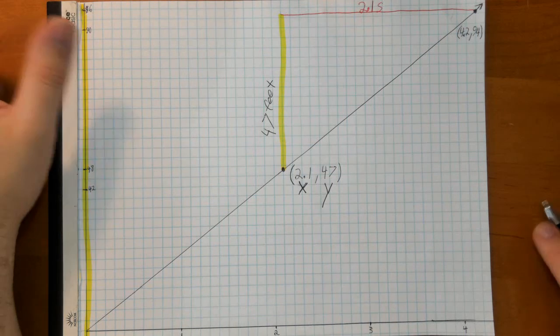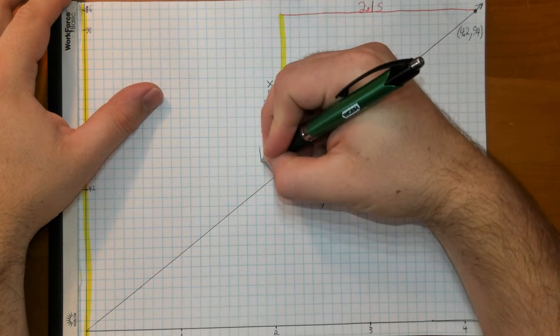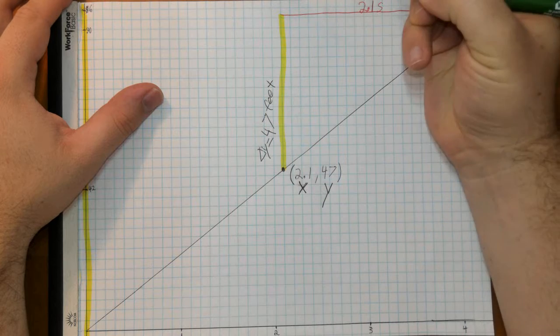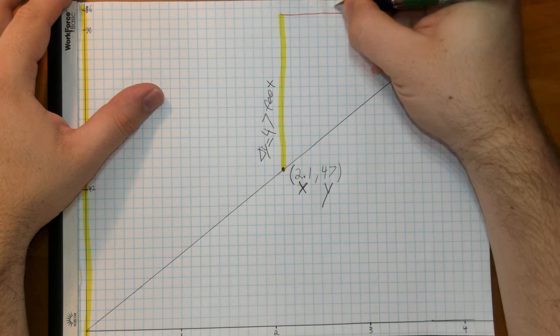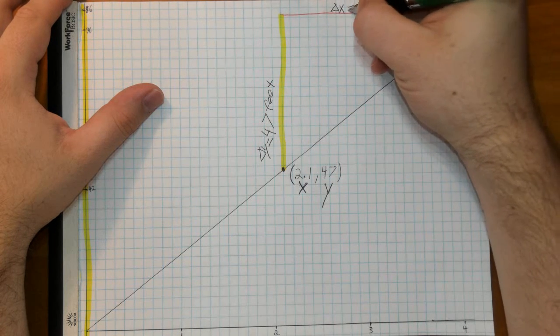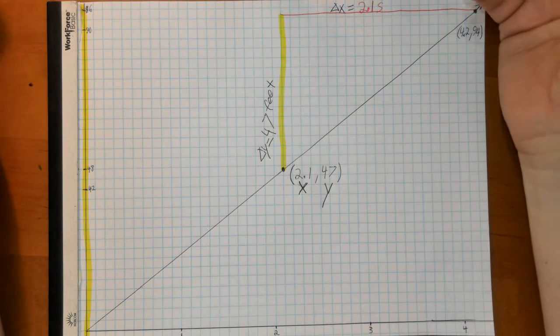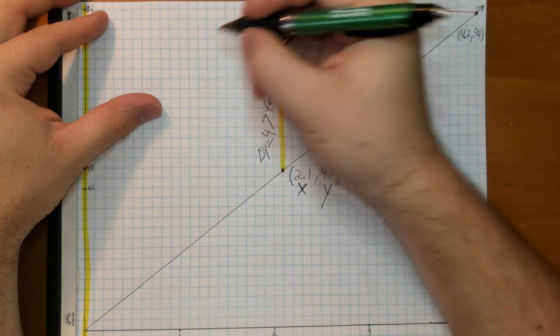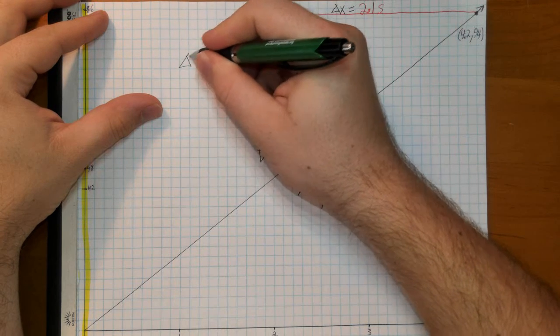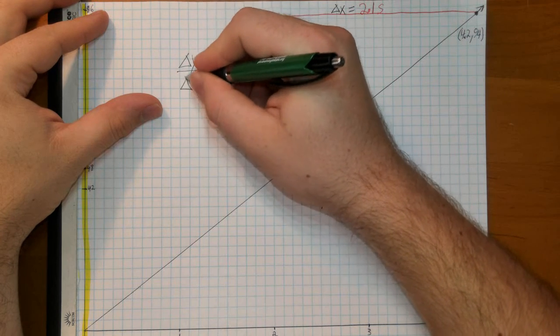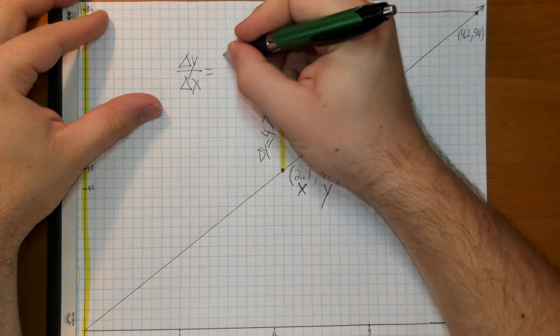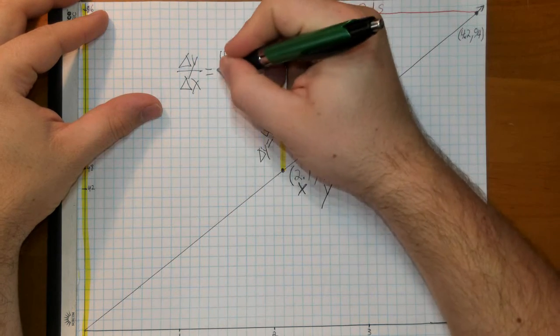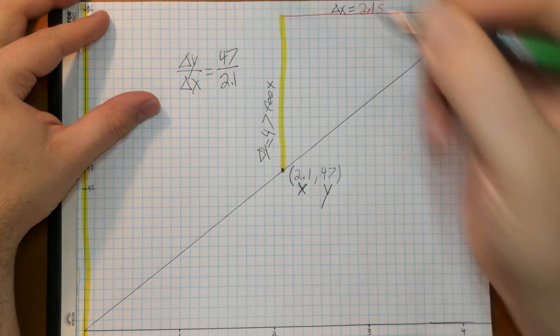So this is my delta y value, and this is my delta x value. And I can just write this as a ratio, right, where slope we say is delta y over delta x. And so that's 47 over 2.1.